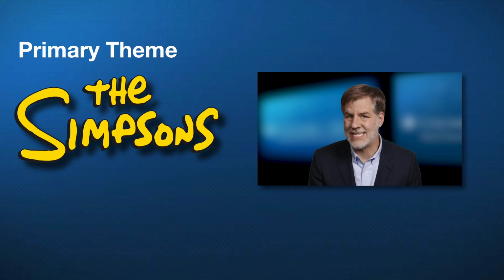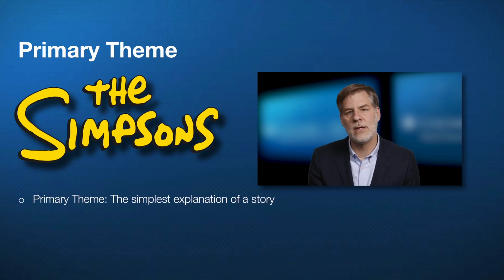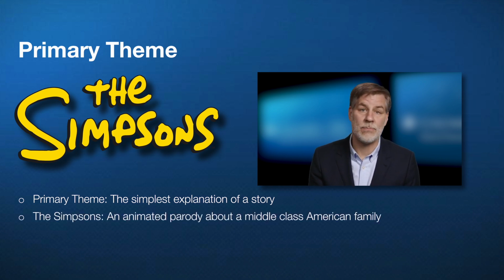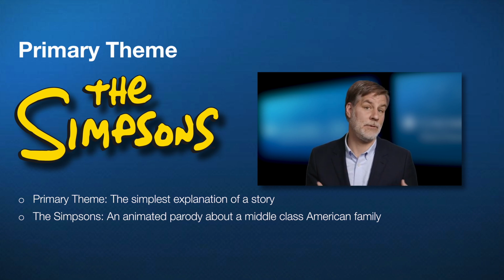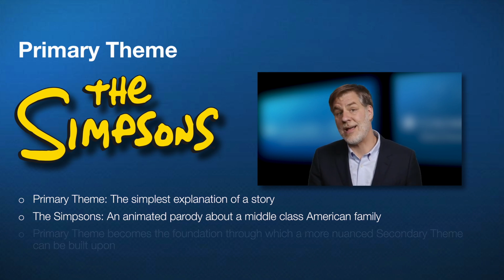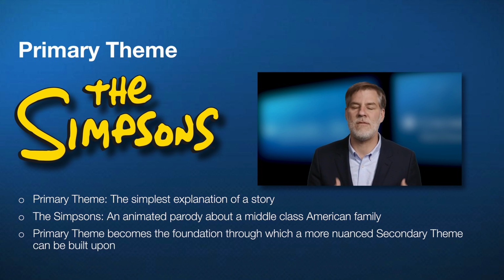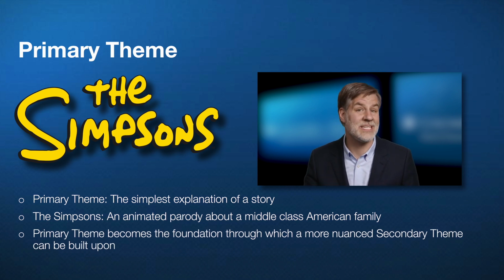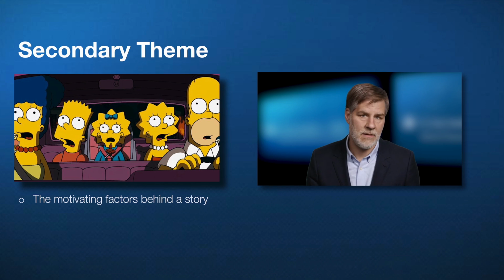A primary theme is the simplest explanation of the story. For example, let's look at one of the most globally well-known fictional television shows, The Simpsons. In this case, the primary theme of The Simpsons is that it is an animated parody about a middle-class American family. Through this simple explanation, I'm able to establish my narrative footing. With greater clarity on the substance of my story, I now have the foundation to build a more nuanced secondary theme. Secondary themes are the motivating factors behind a story.